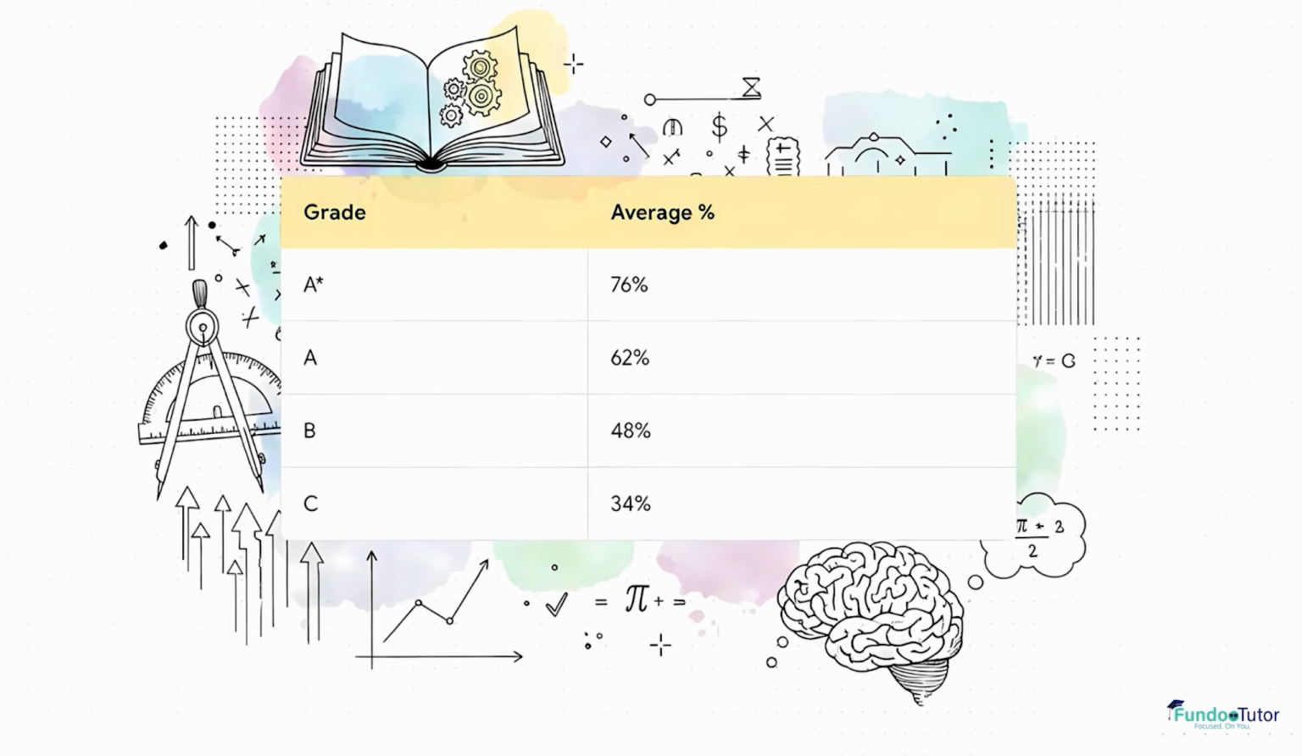Based on the source's analysis, these are the average percentages you need. For that top A star grade, the average is 76%. For an A, it's about 62%. And you can see how it steps down for a B and a C. These are the numbers you can actually rely on, your benchmark for setting smart goals.